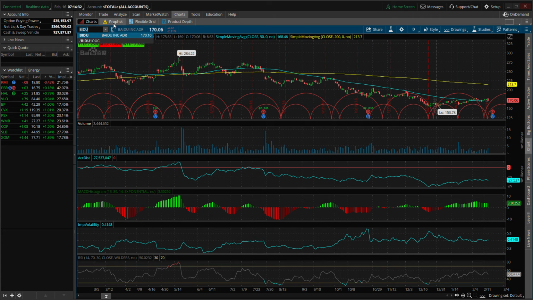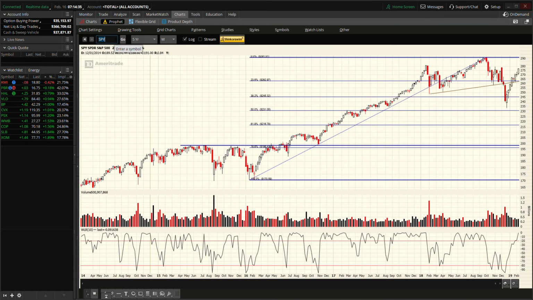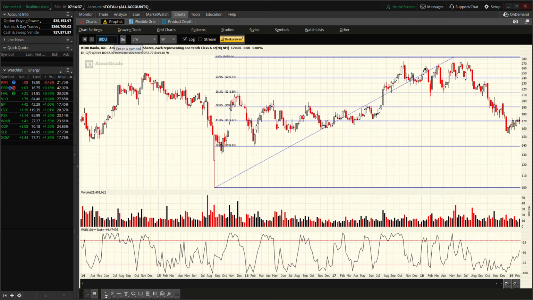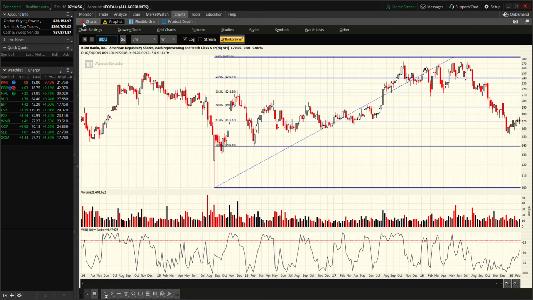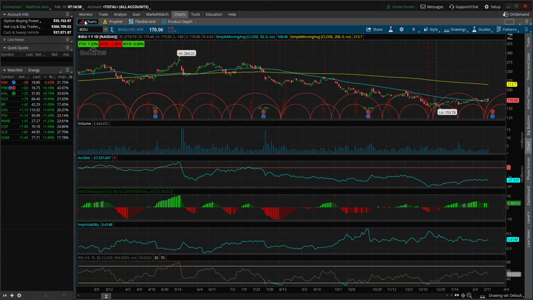Let's see on the 5-year chart how BIDU looks. This is really interesting here. So I draw the same thing, Fibonacci bands. So it is testing that band range, that 170.37. It's right there with cents.